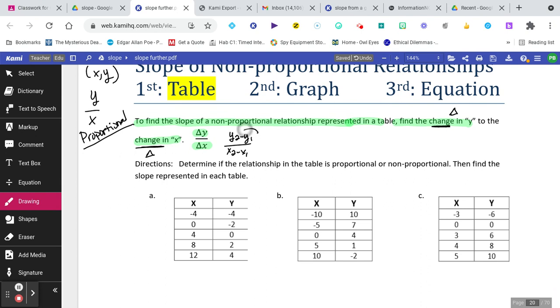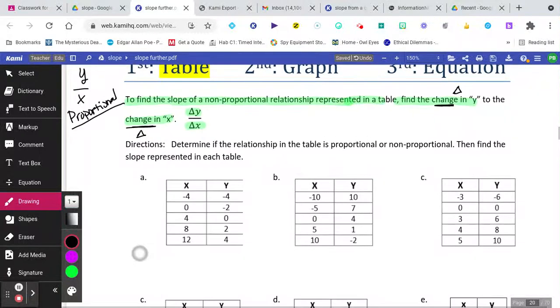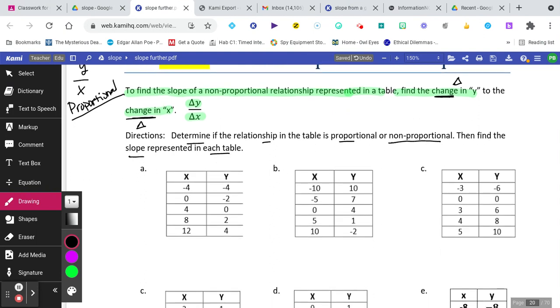Now, I don't quite normally teach it this way. I'm going to show you how I teach you how to find the change in y with a change in x. I do use subtraction for just 2 points, but not a table. But let's go ahead and look. It says, determine if the relationship in the table is proportional or non-proportional. Then find the slope represented in each table. Okay, so determine if it's proportional. You just take y and divide it by an x, but you got to check each one of them.